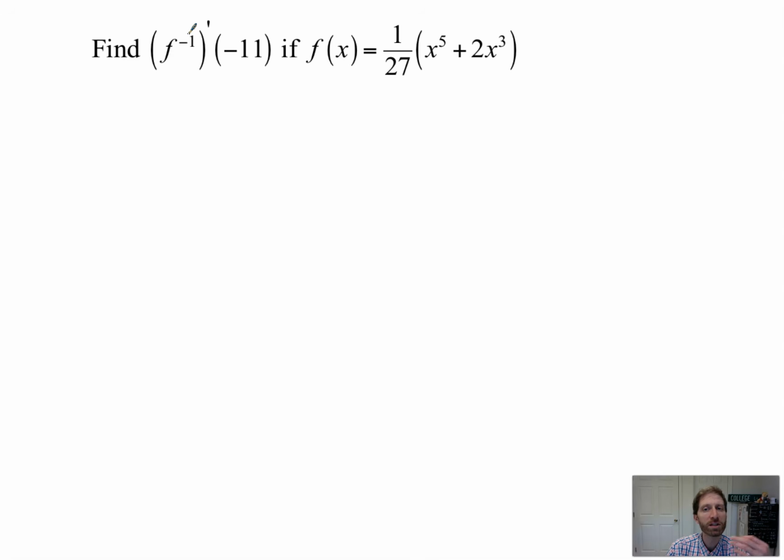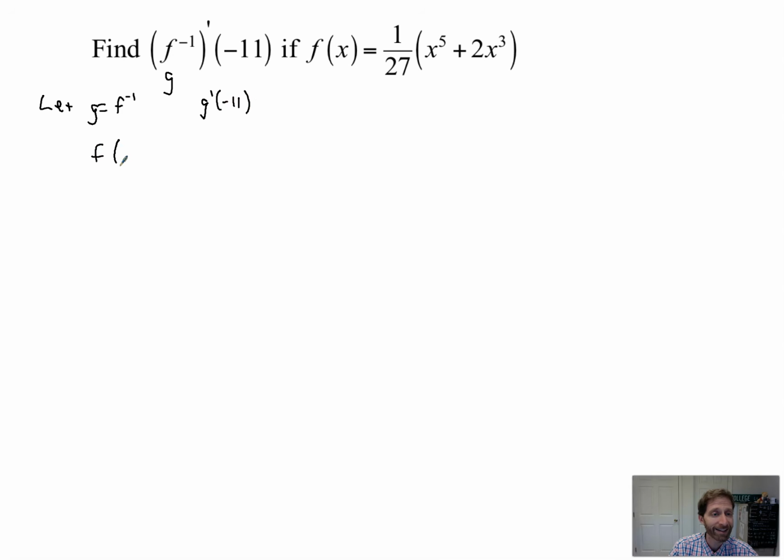Okay, and how do we deal with this kind of a juggernaut, right? Because it is a nasty problem, but we'll deal with it. All right, we will deal. Okay, so it says find f inverse prime of negative 11 if f of x equals that. All right, so here's the first thing. I'm going to let that equal g. So let's just let g equal f inverse. And so what we're really doing is we want g prime of negative 11.